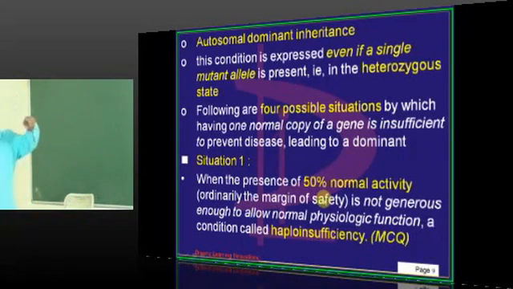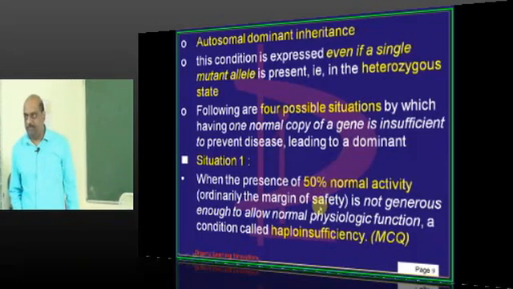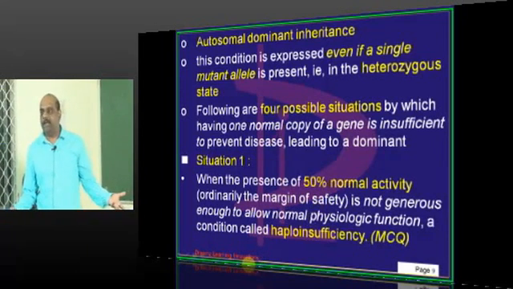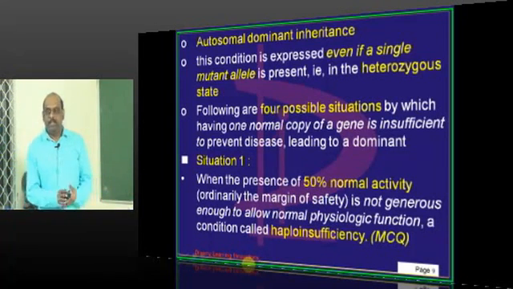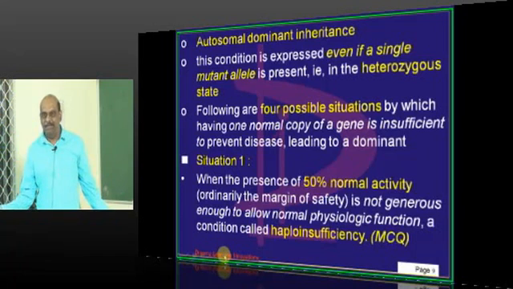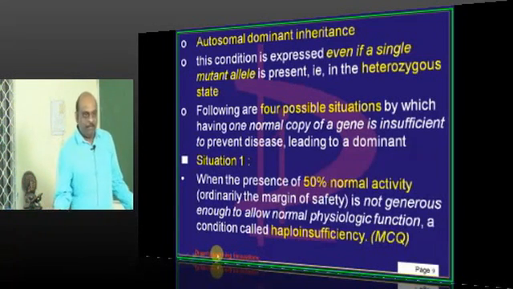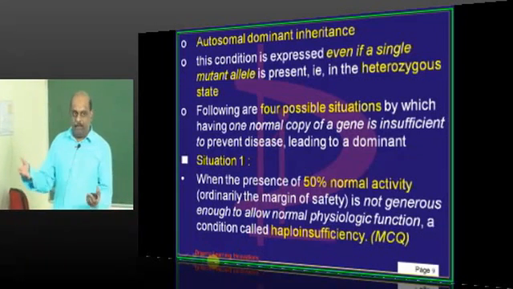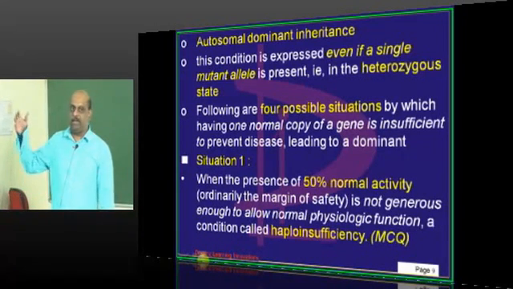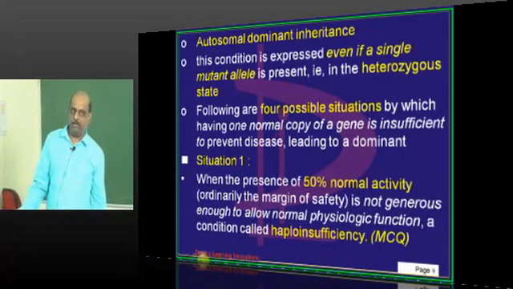Even if there is 50% normal activity also, basically in autosomal recessive or dominant, the abnormal gene is abnormal. What's the big deal? An abnormal gene is abnormal only. But why is an abnormal gene leading to abnormality in autosomal recessive not leading to a problem, but in autosomal dominant, why is it leading to a problem?